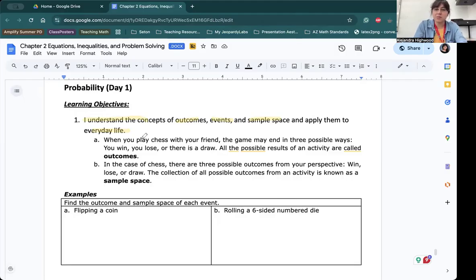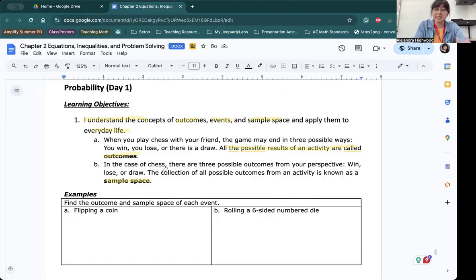So let's start by defining what an outcome is and then what a sample space is, because it's very easy to mix those two things together. An outcome is all the possible results of an activity, however many there are. So the example that I've given to you here in the notes is playing chess. You have three outcomes in total.